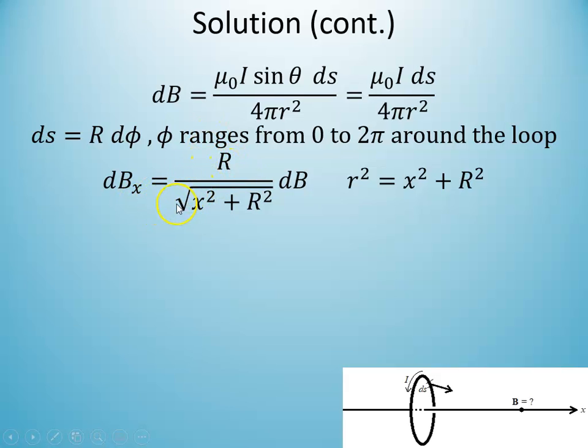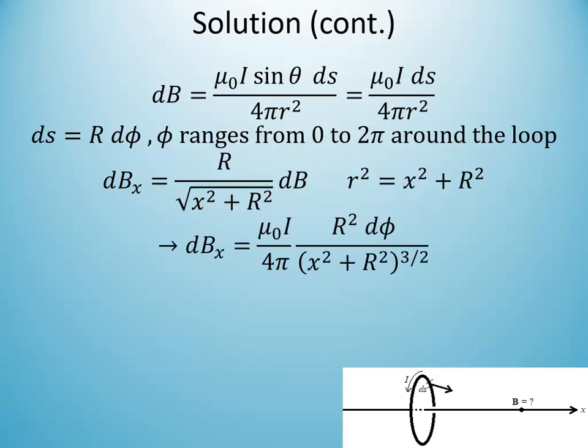the x component that's left over is this r over the square root of x squared plus r squared times dB. And again, we're going to consider contributions from angles all around the loop, from here at phi equals 0, all the way around here to phi equals pi, all the way around here back to phi equals 2 pi. Once we get back to 2 pi, we will have gone all around the loop. Okay, so here is the expression for the x component of our magnetic field contribution due to some angle d phi.